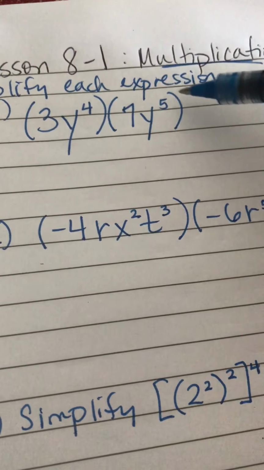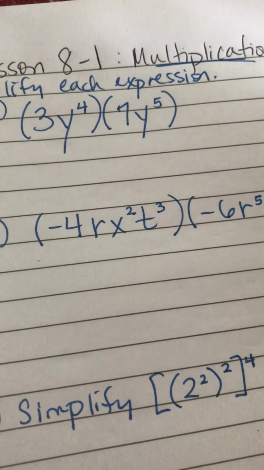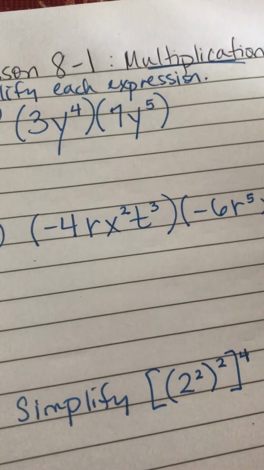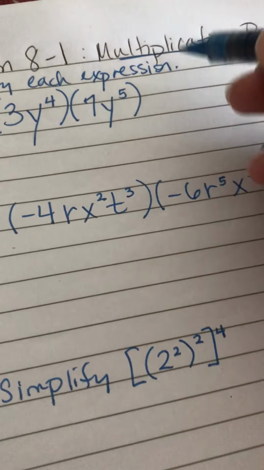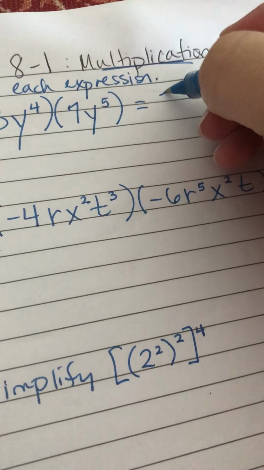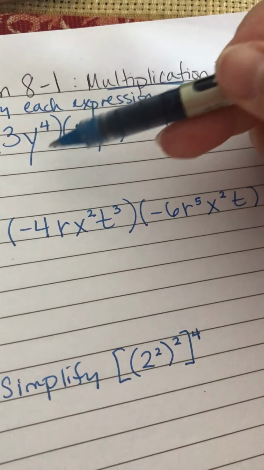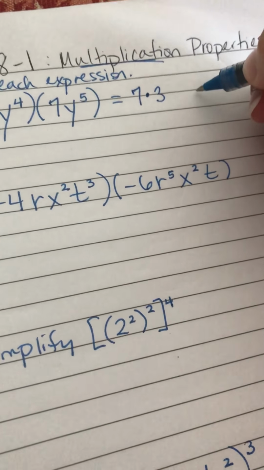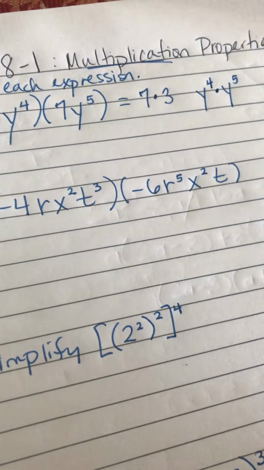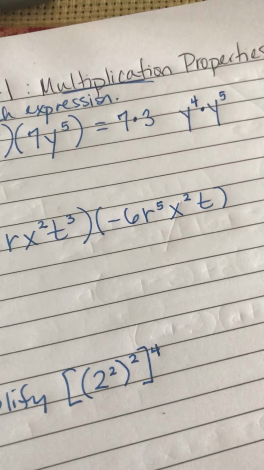So the 4 is an exponent and the 5 is an exponent, and we would add them together. I'm going to rearrange a little bit first because it's all multiplication. The order that it's written doesn't actually matter. So I'm going to put the 3 and the 7 together, so 7 times 3. And then I'm going to put the y to the 4th and the y to the 5th together. It's a little bit easier to see when you rearrange it, and that's why I did it.